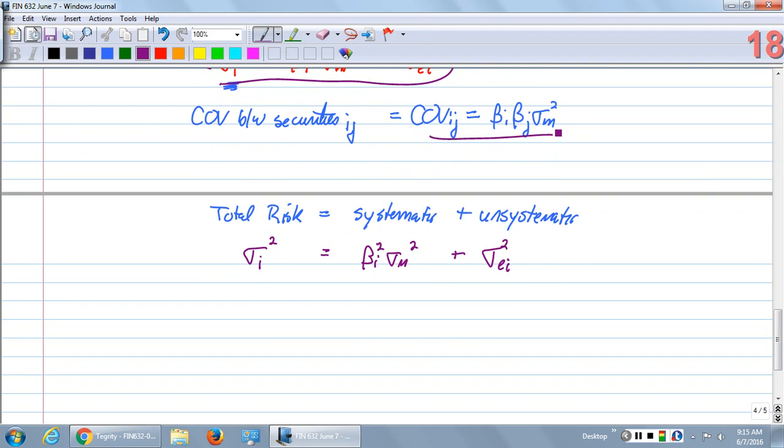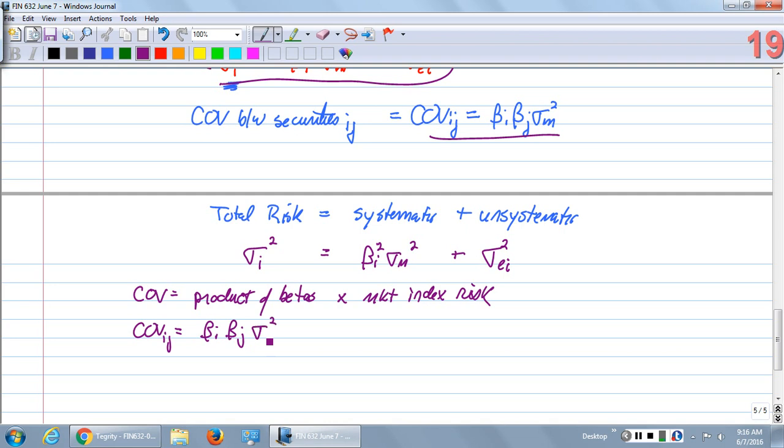Boom. So let's start writing down some of the things that are going to help us. Covariance. And I'll repeat that formula up there. So the covariance, just so you know, is going to equal the product of the betas times the market index risk. So the covariance of asset I and J equals beta I times beta J times the risk of the market, sigma squared M.